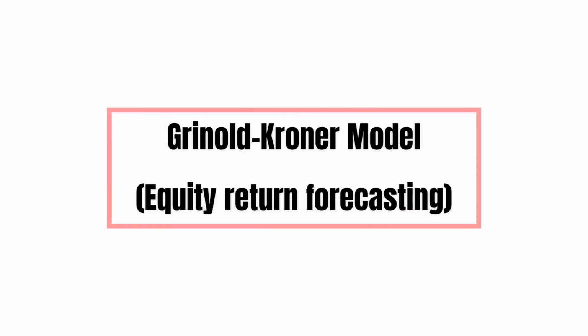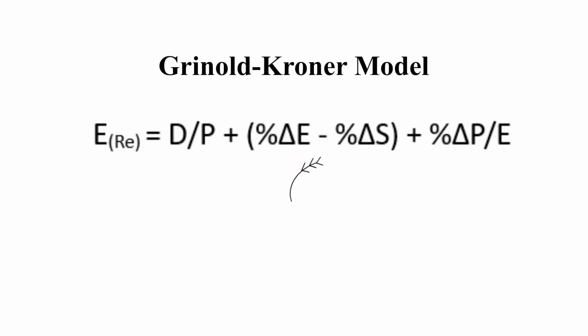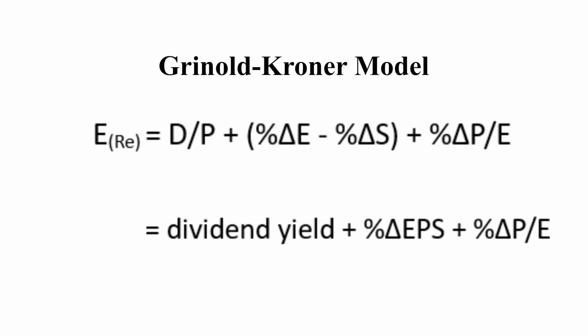Today, let's look at the Grinold Kroner model, which is used to forecast the expected return of equities. In this model, the return of the equity, for example a stock or a market, is the sum of three components, namely, the dividend yield, the percentage change in earnings per share, and the percentage change in price-to-earnings ratio.